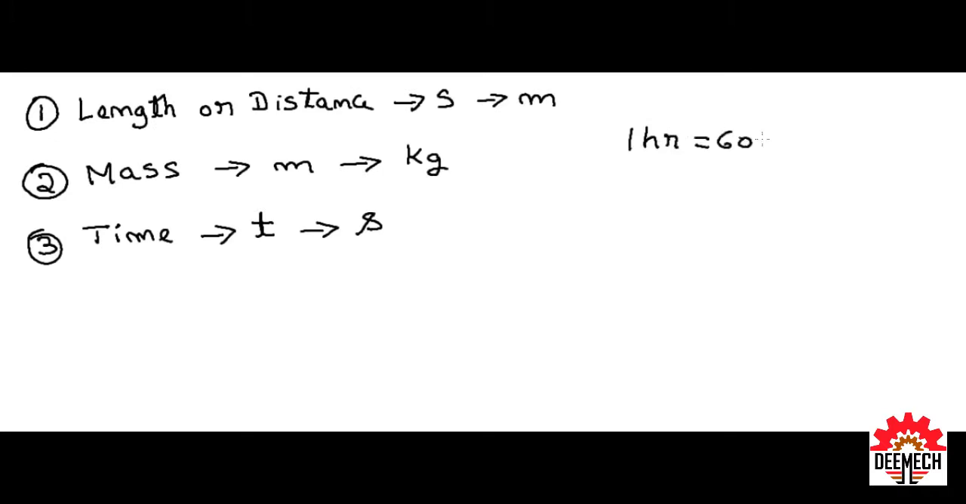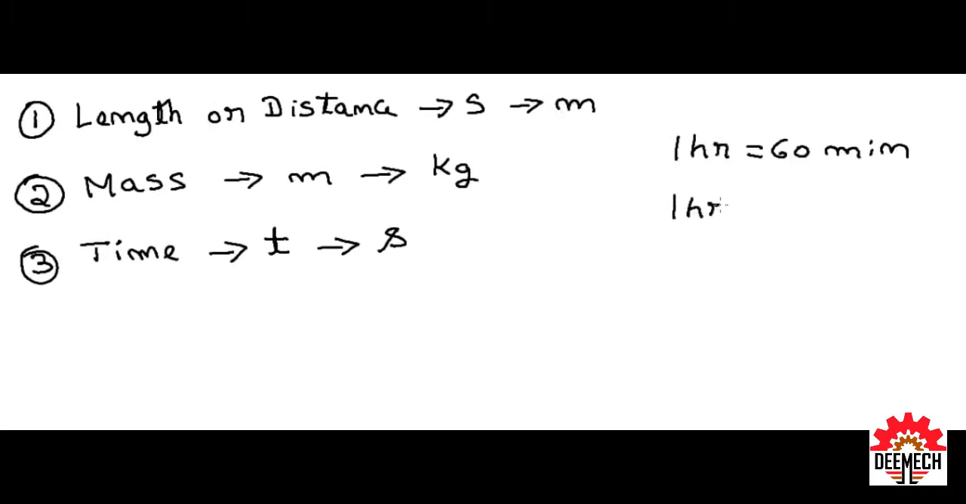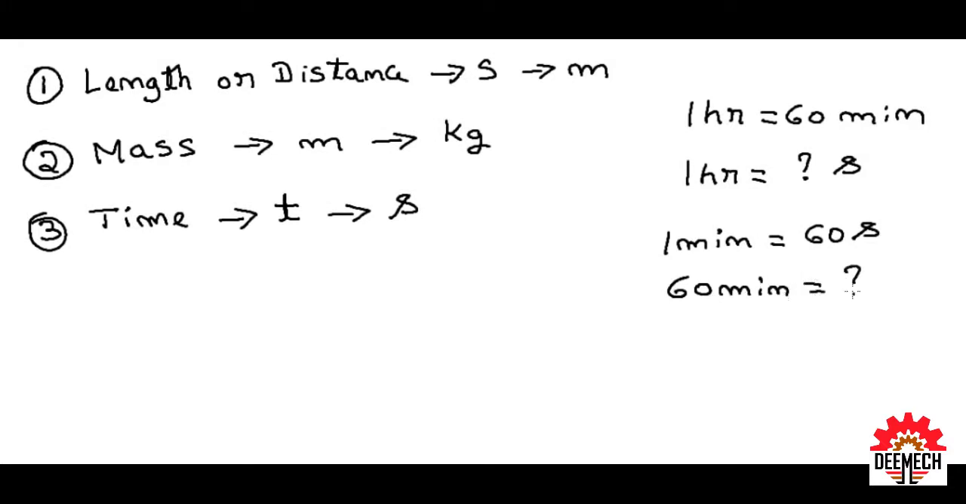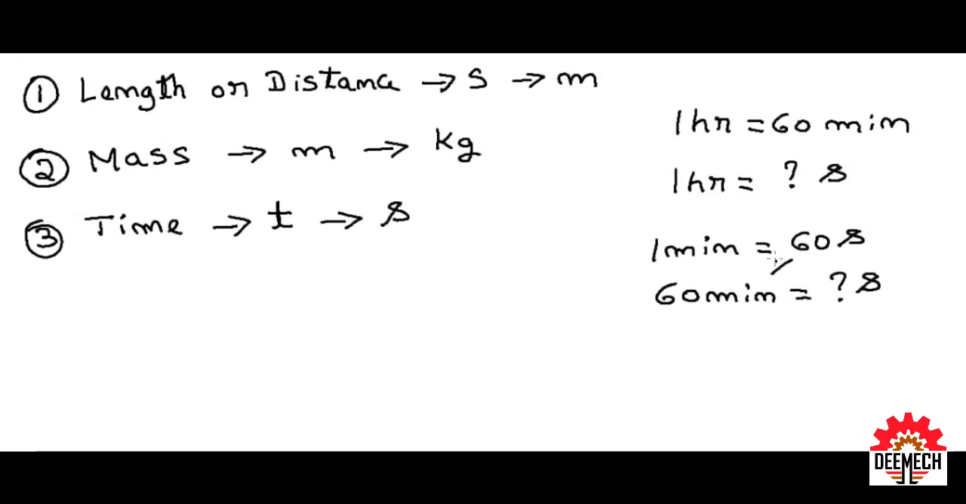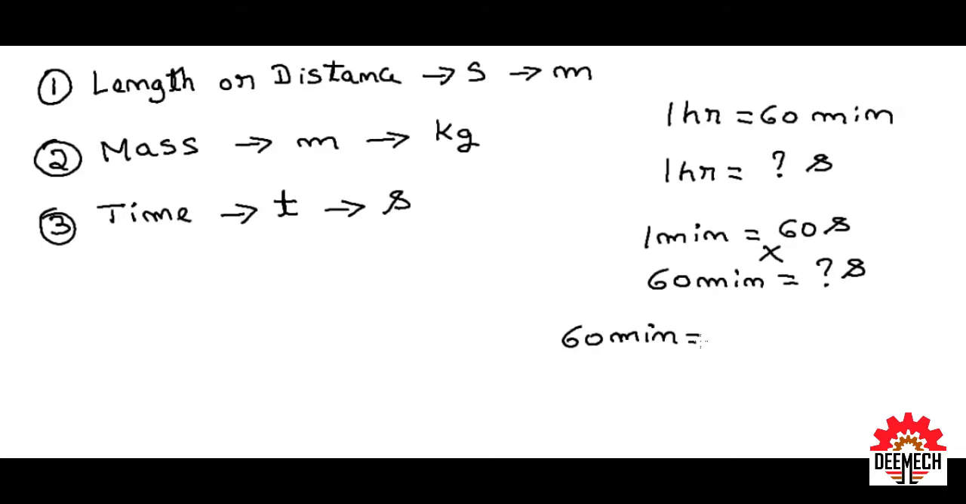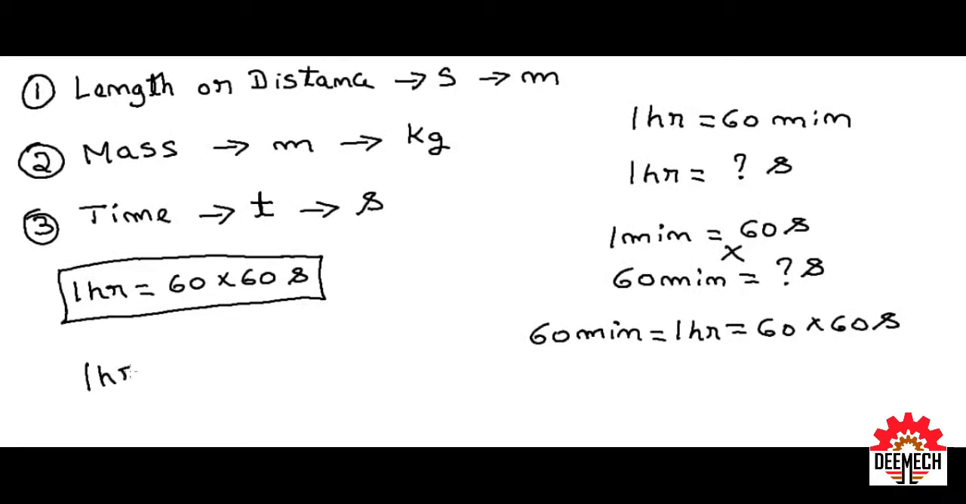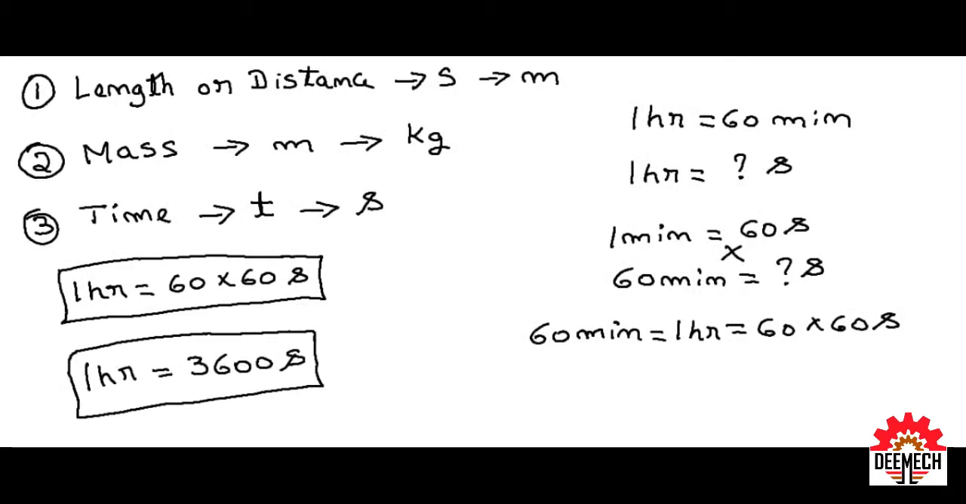We know that 1 hour is equal to 60 minutes. Therefore, 1 hour is equal to how many seconds? To solve this, we know that 1 minute is equal to 60 seconds. Therefore, 60 minutes is equal to how many seconds? By cross multiplication, that is 60 minutes, it is nothing but 1 hour, equal to 60 into 60 seconds. Therefore, we can write 1 hour is equal to 60 into 60 seconds, or simply 1 hour is equal to 3600 seconds.